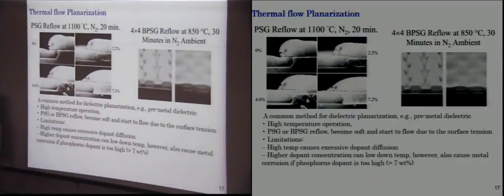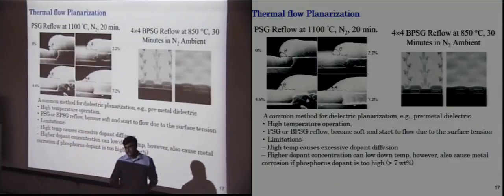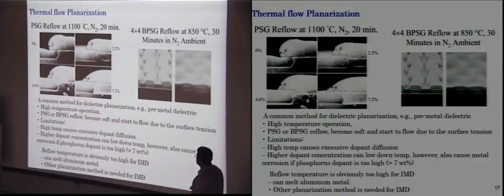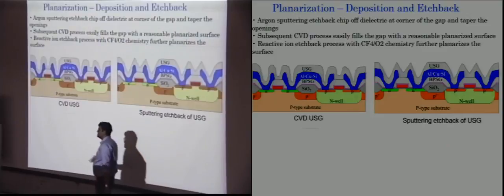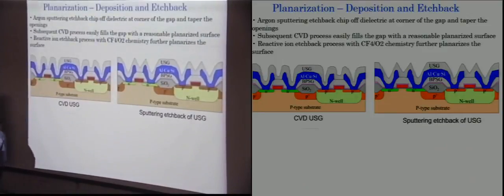So BPSG and PSG are useful for the pre-metal dielectric part, but beyond that it's challenging to use BPSG or PSG. It can even melt the aluminum metal that is required. So we need to come up with different planarization methodologies. This is a more painful methodology but is more useful. It's called deposition and etchback.